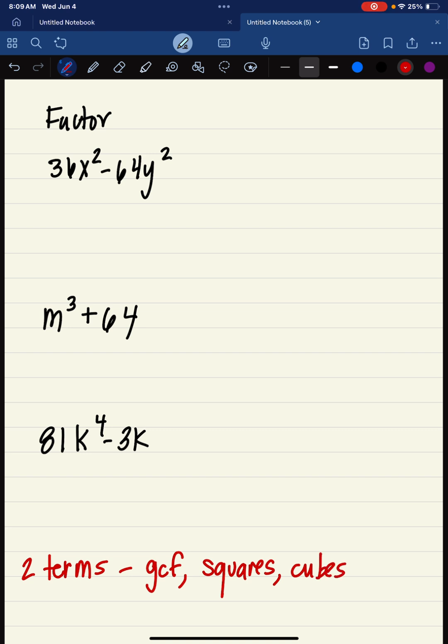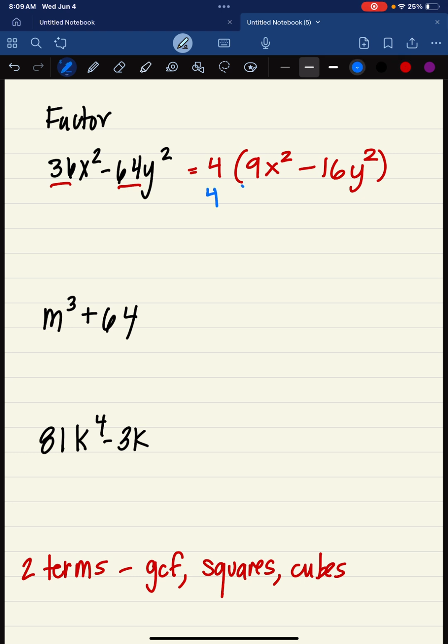So what I'm going to look for first is to see if these have any common factors. Well, 36 and 64 do have a common factor because 4 goes into both of them. So I'm going to take out a 4. And when I do that, that leaves me with 9, because 4 times 9 is 36. 9x squared, and 4 times 16, y squared. Okay, so 4 was my greatest common factor, so I just factored it out of both.